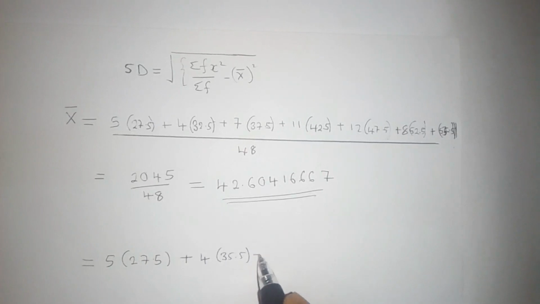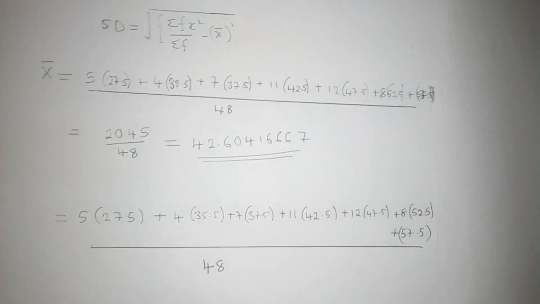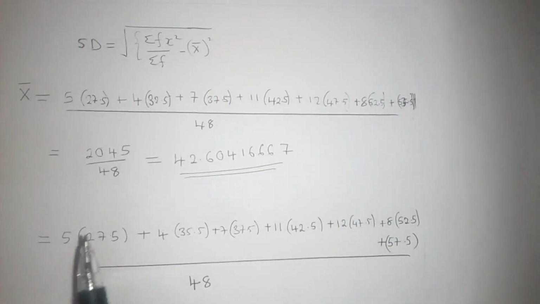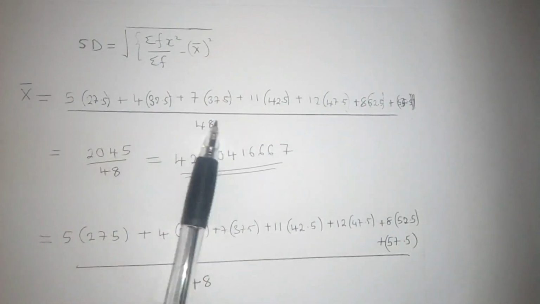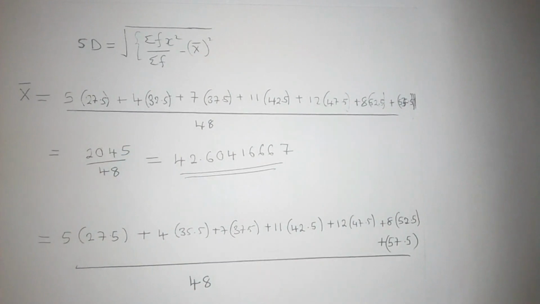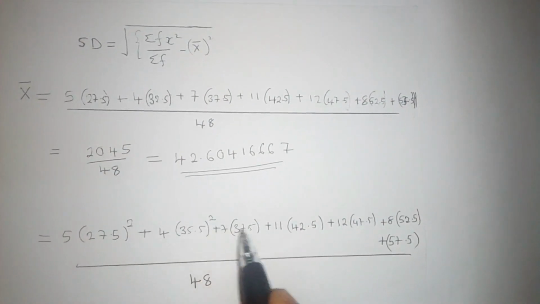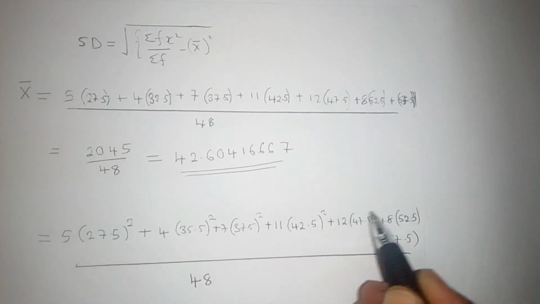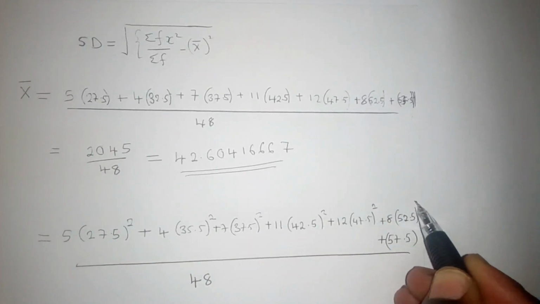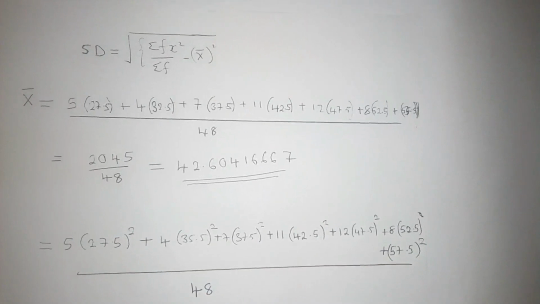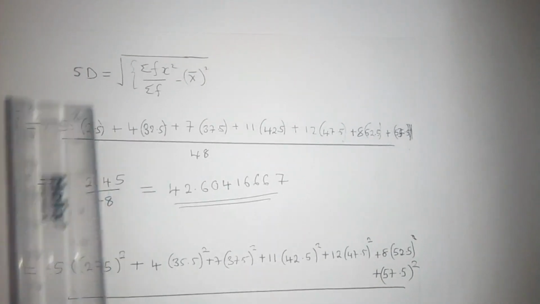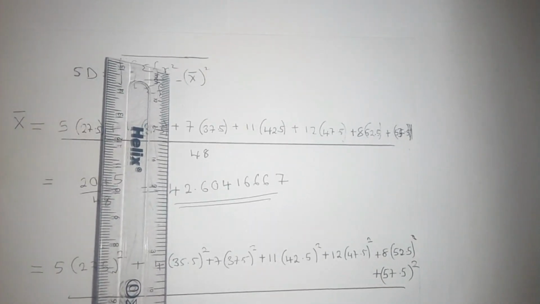The way they look up there, you copy. So after copying everything, I've just copied everything from here and put them here. After copying, you start squaring here. On the midpoint, you square. You put power 2. And that power 2 is coming from the formula here.